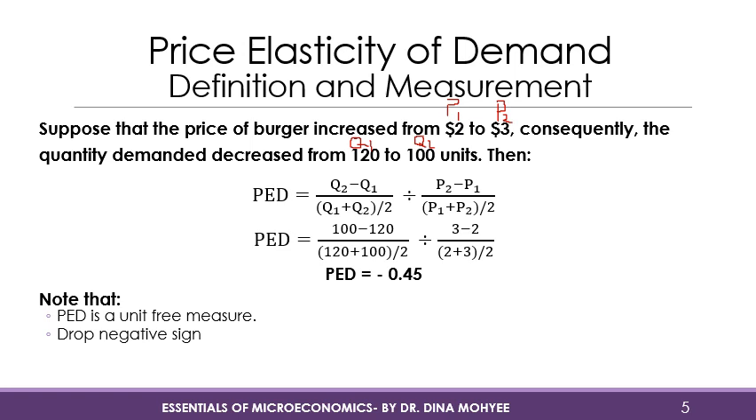Then we calculate the percentage change in the quantity demanded as 100 minus 120 divided by the average of 100 and 120, that is, 120 plus 100 divided by 2. We divide this by the percentage change in the price, which is equal to 3 minus 2, the new price minus the old price, divided by the average of the two prices, 2 plus 3 divided by 2. This is equal to negative 0.45.